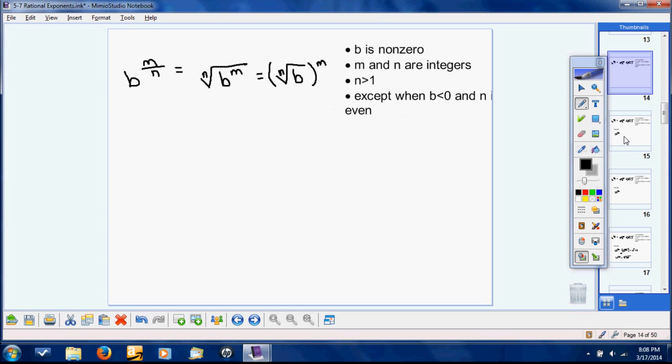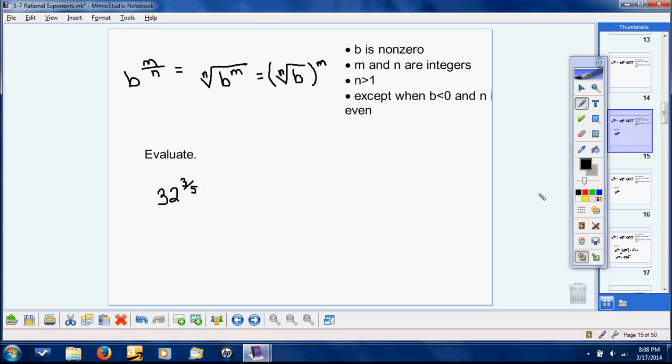Okay, I'm going to move to the next slide, but it keeps that top stuff, so if you still need to write that, make sure that you get all of these things down. You know, that b is non-zero, m and n are integers, n is greater than 1, and it doesn't work when b is less than 0 and n is even.